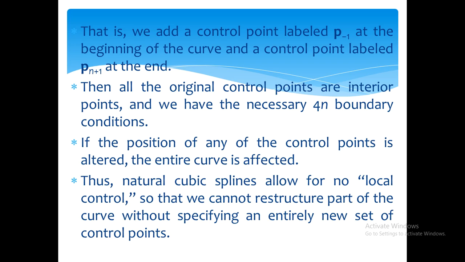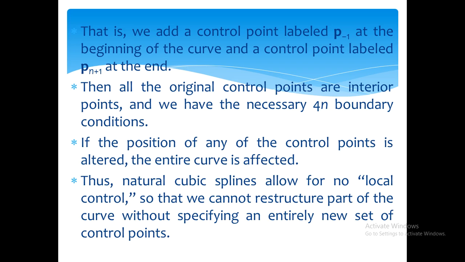But if you go for this natural cubic spline, then we have a disadvantage here. What is the disadvantage of this? If the position of any of the control points is altered, afterwards if you want to change the shape of the curve, then you change any one control point position, the entire curve is affected. This is called global control, means they are controlled globally, right? If you change any one control point just to change the shape of that curve, then the entire curve will be affected. This is the disadvantage of this.